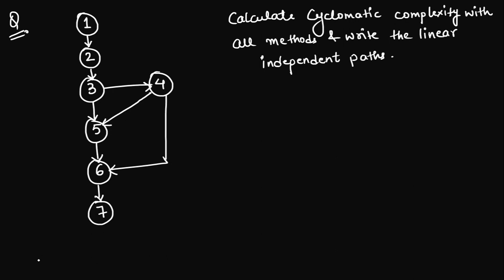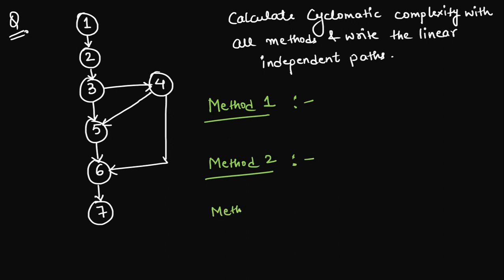This is your question. Now you have to calculate the values by the given methods. I'll give you a few minutes. Do it quickly and you can tell me. Method 1, method 2, method 3, and then we'll see how many independent paths there are.